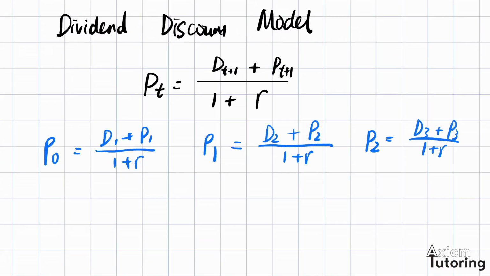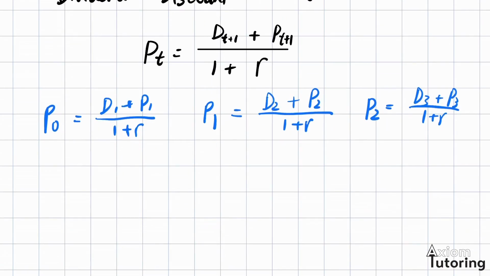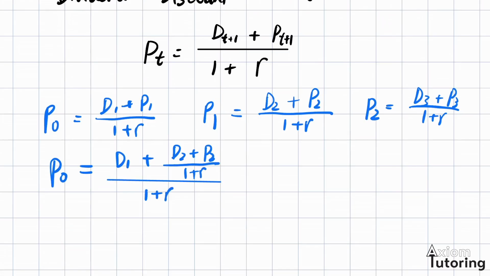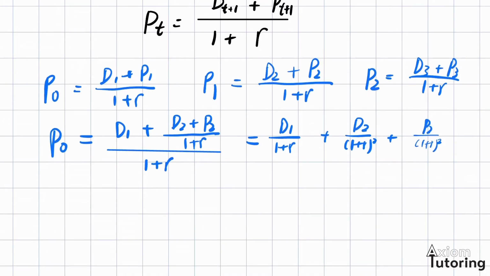So let's combine all these things together and see what we have. P0 on the left hand side is D1 plus P1, which is now D2 plus P2 over 1 plus R, and then all of this divided by 1 plus R. Let's simplify this first. So we have D1 over 1 plus R, and then D2 over 1 plus R squared, and then P2 over 1 plus R squared. And then we continue the operation. Let's expand P2 into D3 and P3. Let's just do it again.